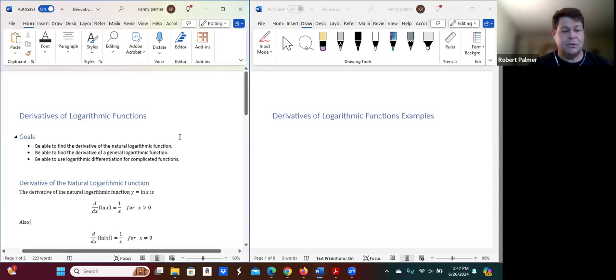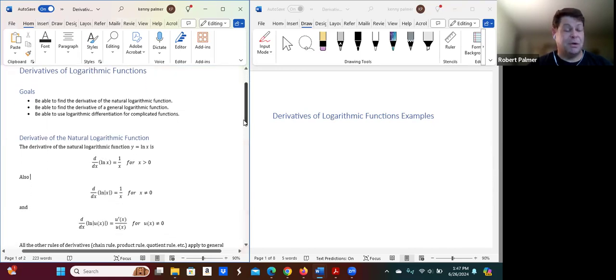Today we want to learn about the derivatives of logarithmic functions. Our goals: first, start with the most common logarithmic function, the natural logarithmic function, which is ln. Then we'll talk about how to take the derivative of general logarithmic functions, which we'll see is very similar. And then we'll use something called logarithmic differentiation to take the derivative of some really complicated functions. We'll explain that as we go.